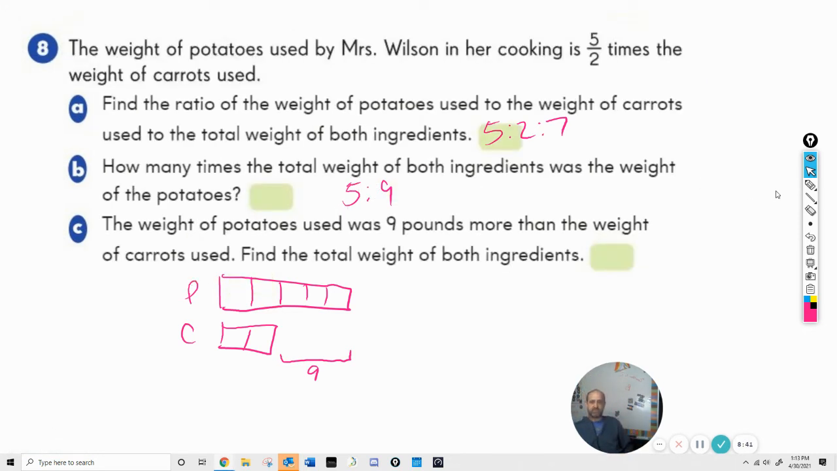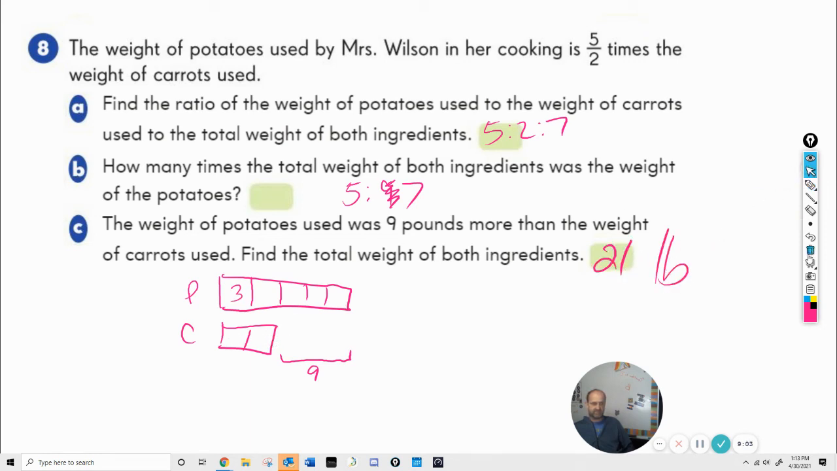It's the potatoes is 5 units. The total weight is 7. Finally, the potatoes is 9 pounds more than the carrots. 5 units here, 2 here. The 9 pounds represents 3 units. 9 divided by 3, meaning each unit is 3. There's 1, 2, 3, 4, 5, 6, 7. 3 times 7 is 21 pounds.